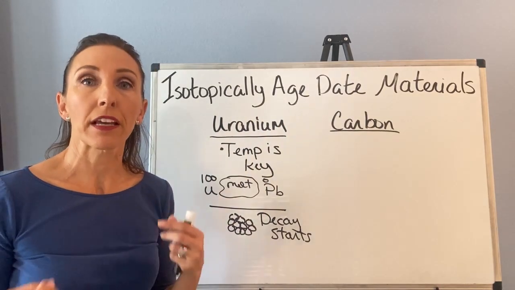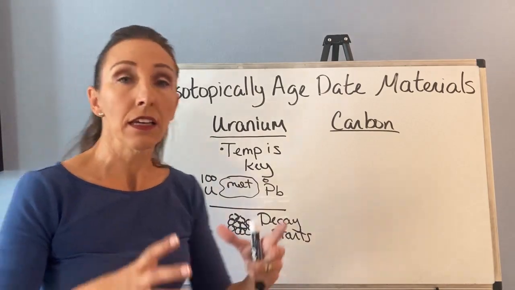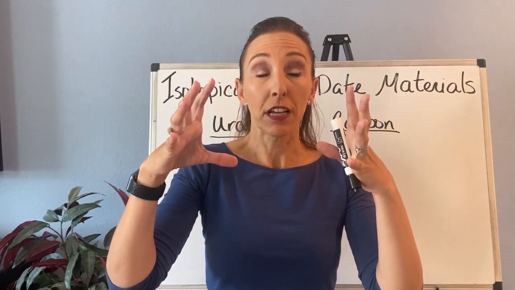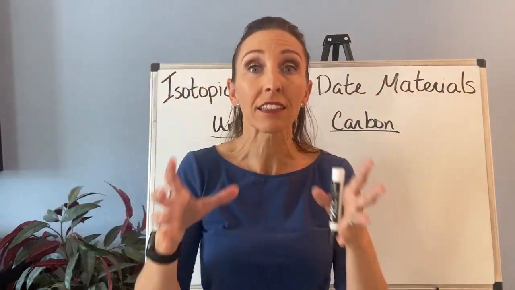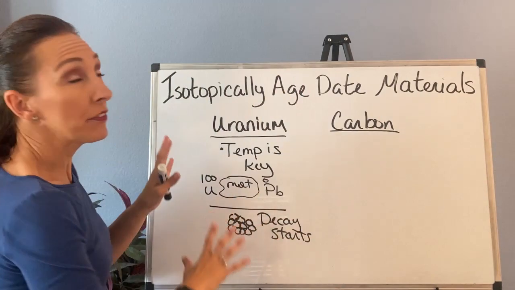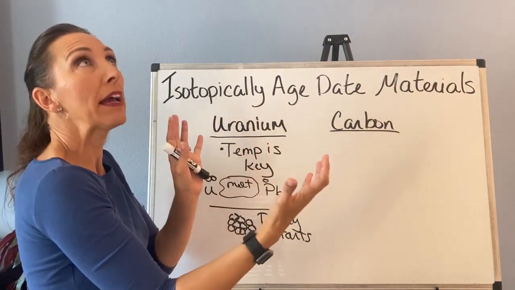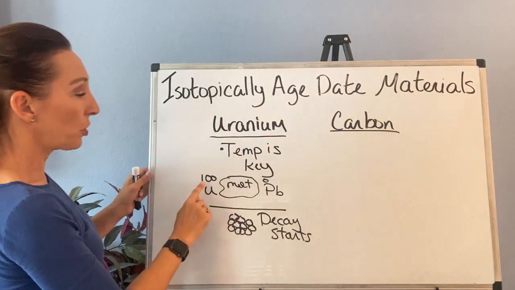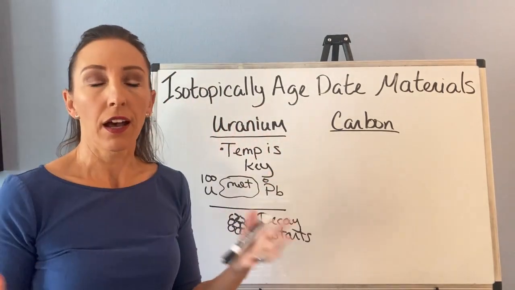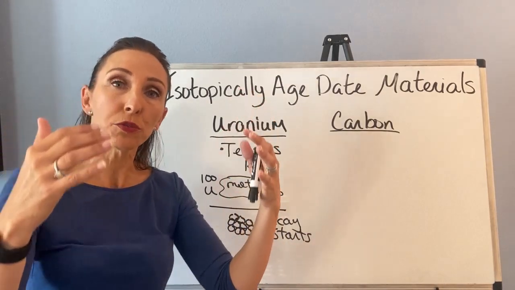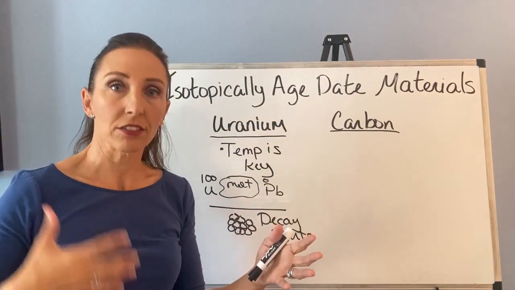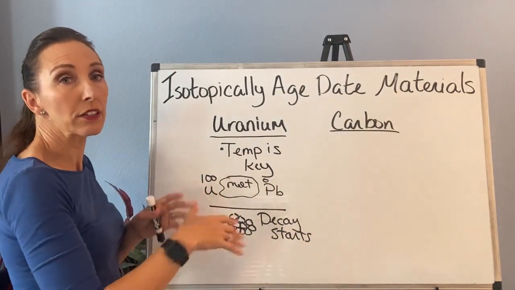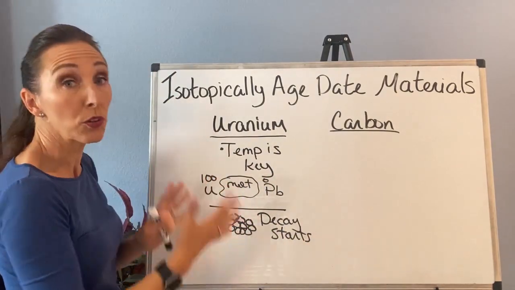Or you could take something like a metamorphic rock, because what happens is, let's say that you have this rock that gets heated up to a certain temperature and metamorphosed, it resets that clock. So even though the starting material may have had some age to it, as soon as you heat it up, you go to this 100-0 mix of things, and then as it cools back down, that clock starts counting again. So uranium can be used to date either igneous or metamorphic rocks, anything that cools.